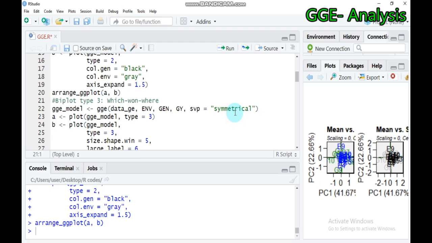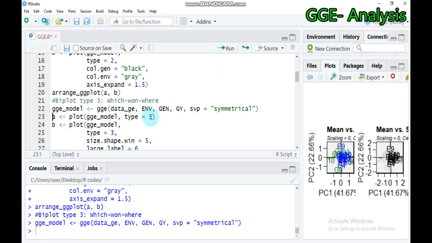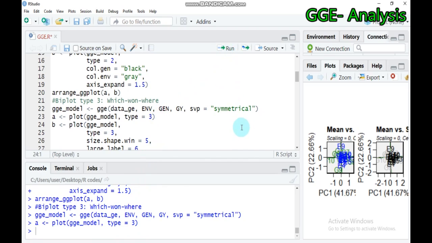So we will do this model by typing the following syntax. So it will clearly show you which genotype is best in their environment. So to do that, GGE environment, genotype, grain yield, SVP is equal to symmetrical. So this adds the model, and the plot is the type 3. It is which one where. So type this one and run.